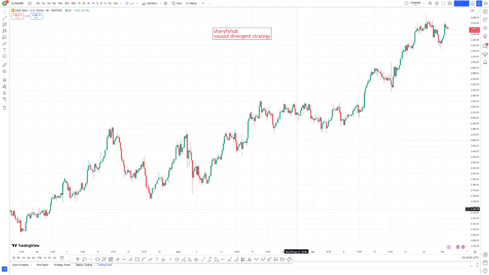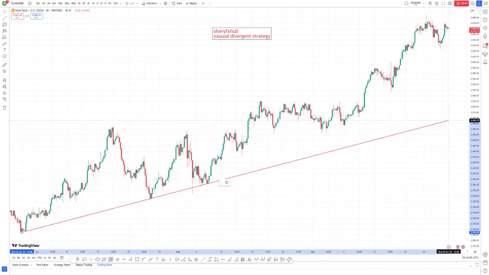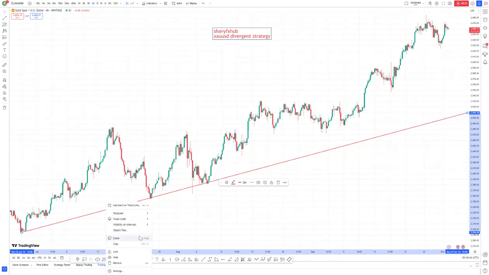So let's dive into the current price action of XAU using Shavyfxhub divergent strategy. It's a combination of market structure and divergence in the market. So we're going to see where this price rally started from the bottom, price pushed. We are waiting for this zone to return. We are comfortably waiting for price to return at that level.